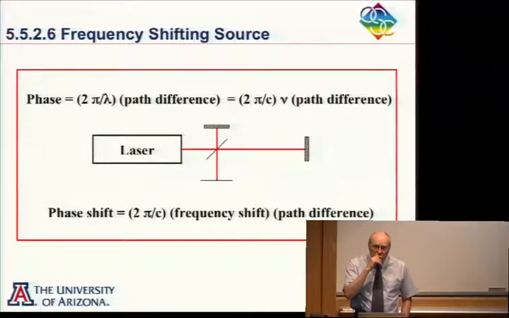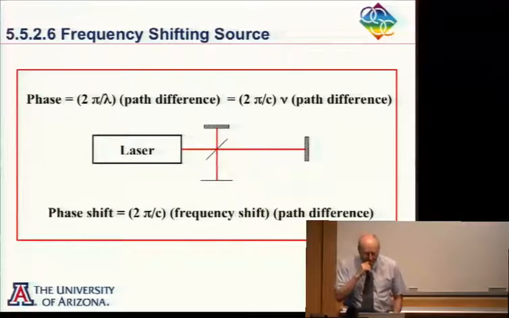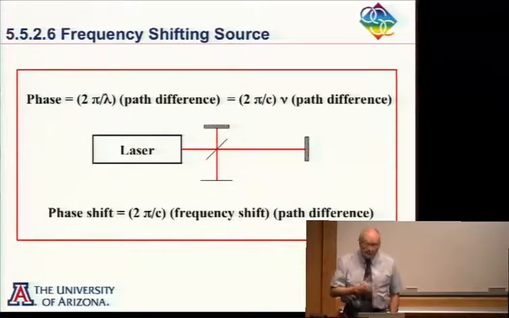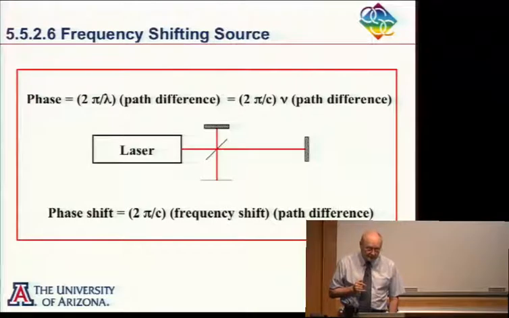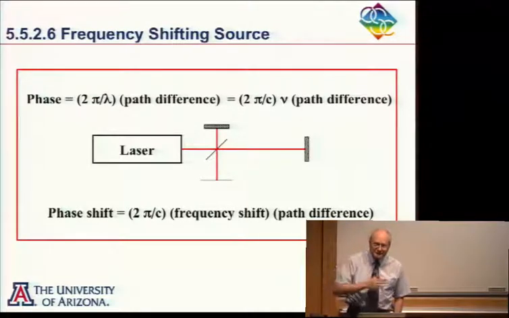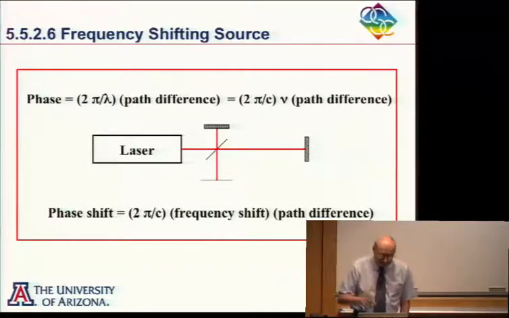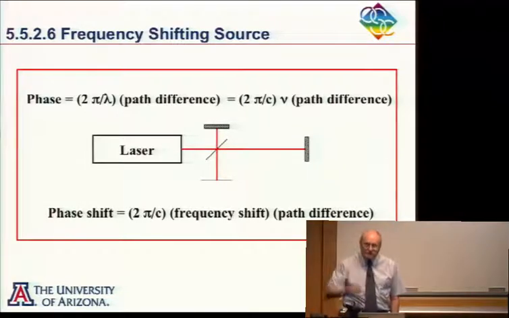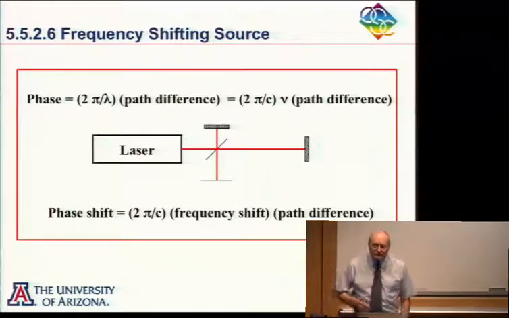Would this be a good way to measure distance with an interferometer? Yeah, because you could get the path difference. Oh yeah, this is a way of measuring distances, and chirped radar works this way. You just change the frequency, you measure the phase, and from that you get a distance. That's a good idea, yes.